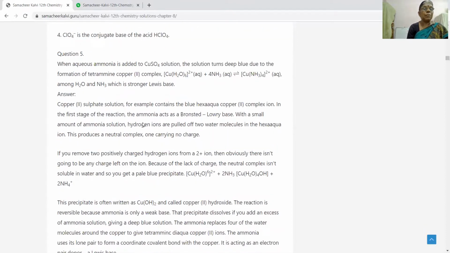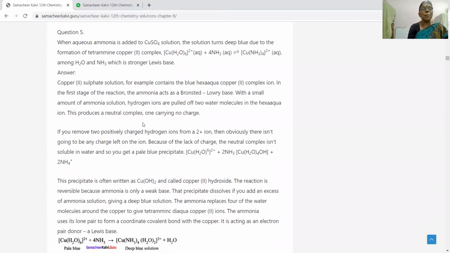Next, question number 5. When aqueous solution of ammonia is added to copper sulfate solution, the solution turns deep blue in color due to the formation of the tetraammine copper 2 complex, that is Cu(H2O)6 2 plus in aqueous solution plus 4 NH3 gives Cu(NH3)4 2 plus aqueous. Among water and ammonia, which is the strongest Lewis base? Ammonia is the strongest Lewis base.